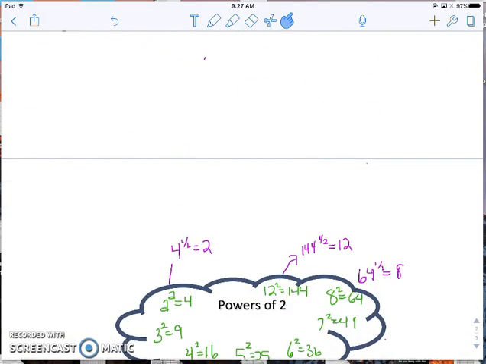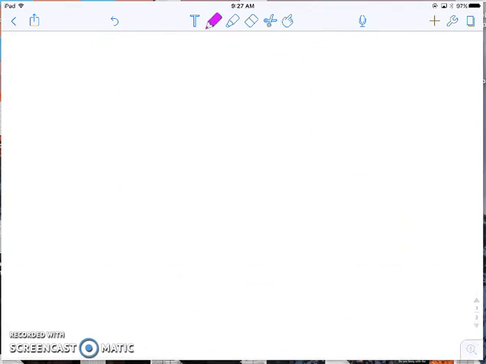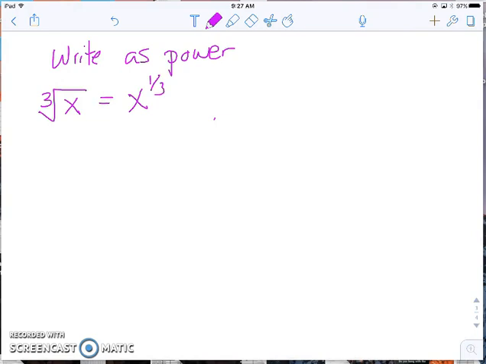So today what we're going to work on is simplifying a few more expressions here. So for example, let's say we had to write as a power. And we had the third root of x. Well, that would just be x to the 1/3. That's pretty easy. If we had 1 over the square root of x, well, that's just going to be 1 over x to the 1/2.